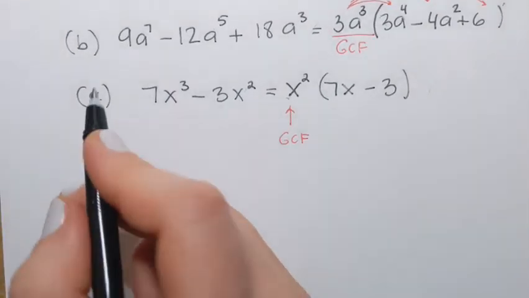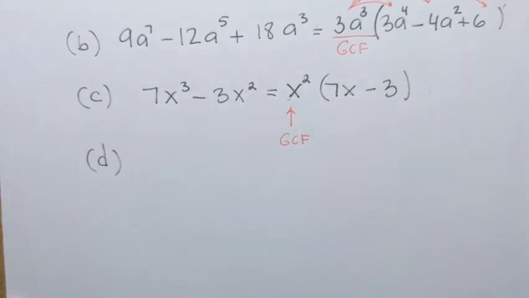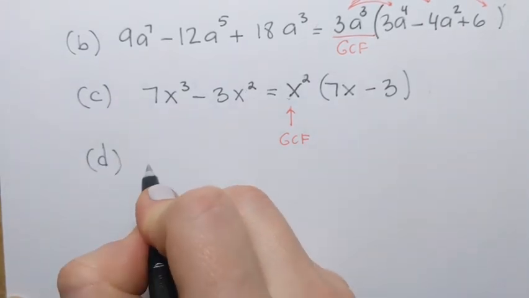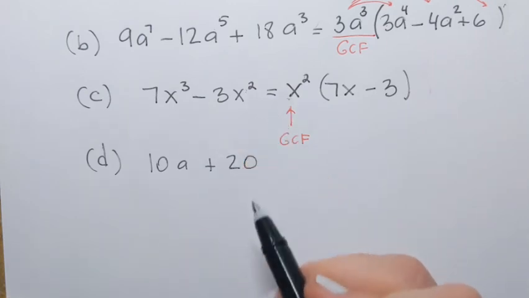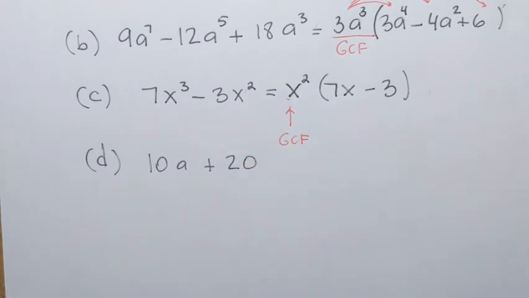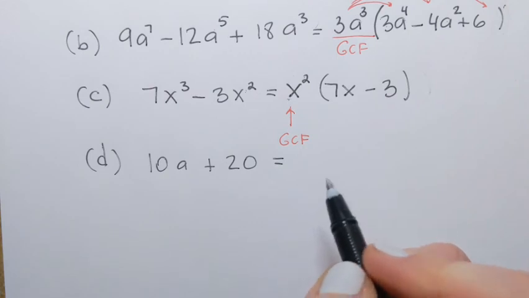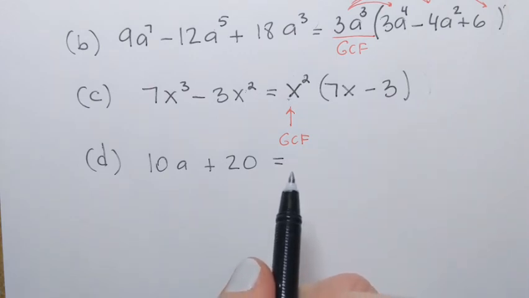And the last example is this. Let's do 10a plus 20. We're kind of going from the harder examples to easier examples, but that's okay. So 10a plus 20. Now the reason I want to use this example here is because we need to be careful when we find the GCF.